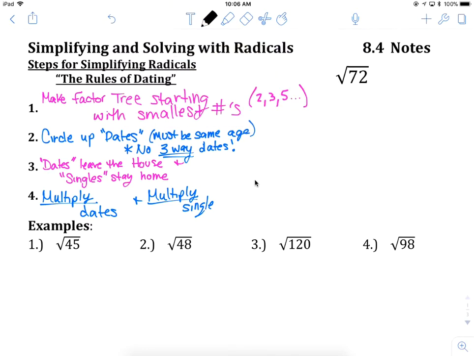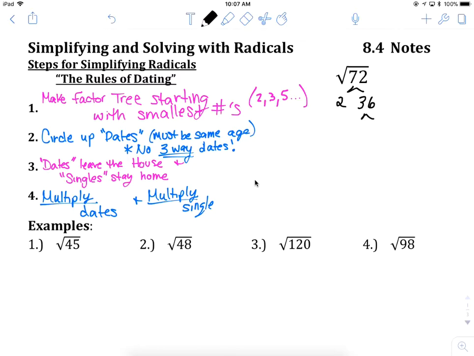For the square root of 72, here's what we're going to do. We're going to make a factor tree starting with our smallest numbers. So the first thing we're going to try is a 2. Does 2 divide out of 72? Yes, it's an even number. So we're going to do 2 times what? 36. 2 is done, and we're going to line up our numbers by doing the same thing every time.